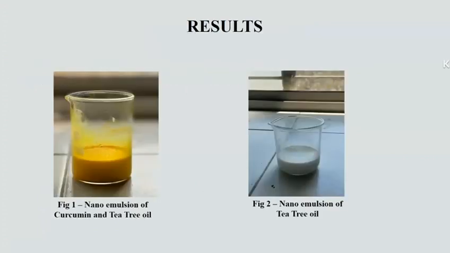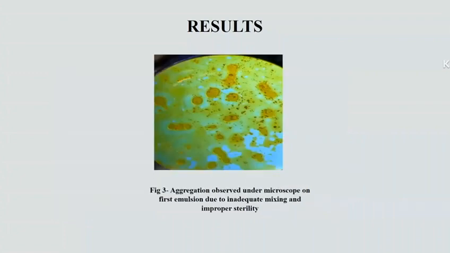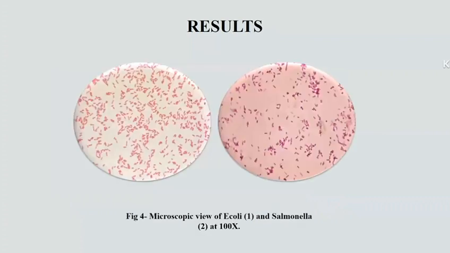So these were the results that we obtained in our project. Figure 1 shows the nanoemulsion made with curcumin and tea tree oil, while figure 2 shows the nanoemulsion made just with tea tree oil, due to the settling of particles in the first emulsion. This was the aggregation that was observed under the microscope, and that is not ideal for a nanoemulsion.